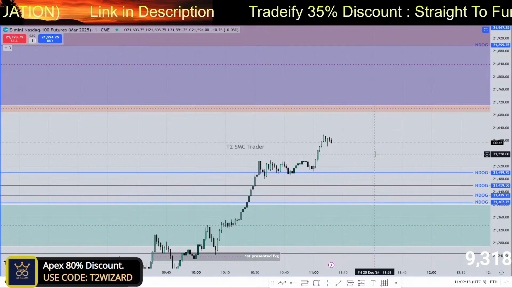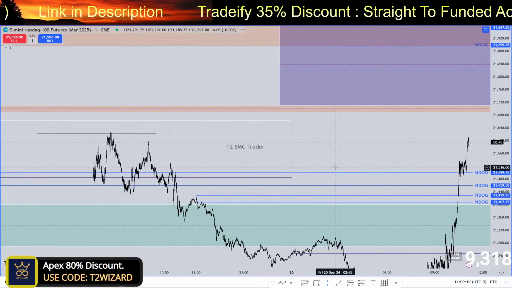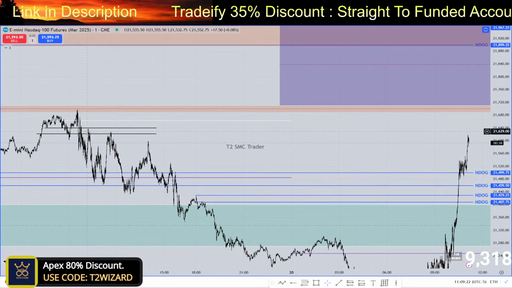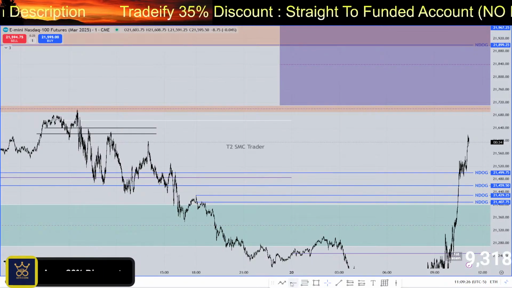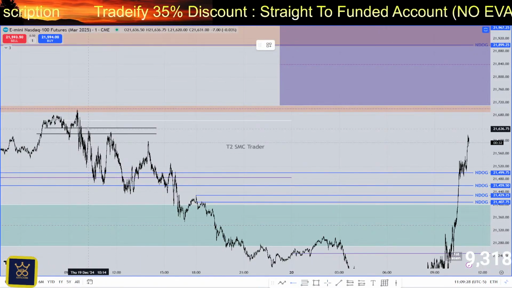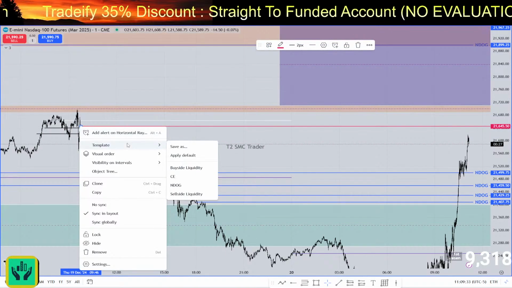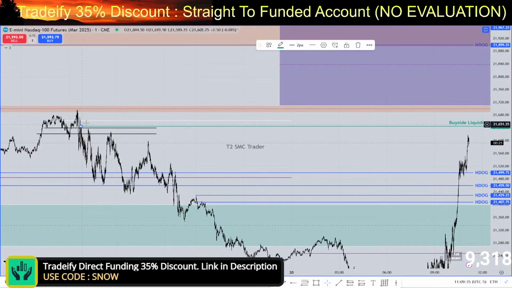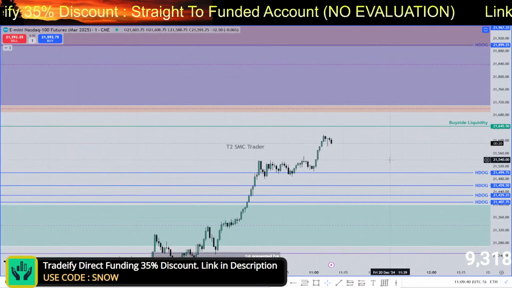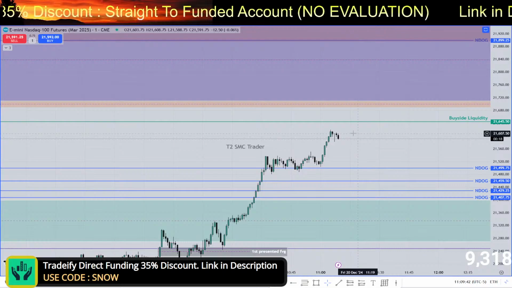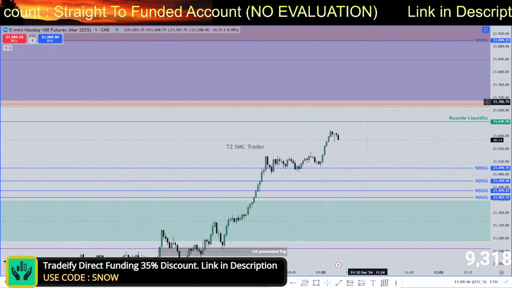I'm not interested in buying yet. I would love to wait for some kind of manipulation first. Then I'll look for expansion. I'm marking it randomly, I'm not being so precise. Just randomly, I marked it as my buy side liquidity over here. So let's see if it can fall and take that liquidity before going higher again.